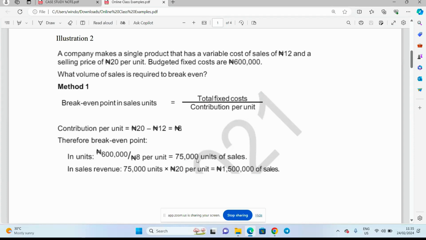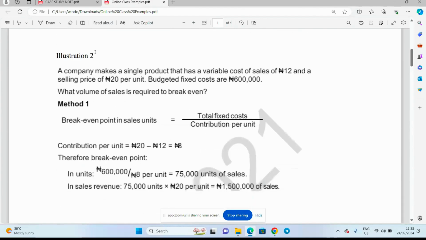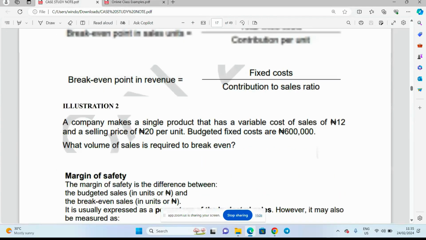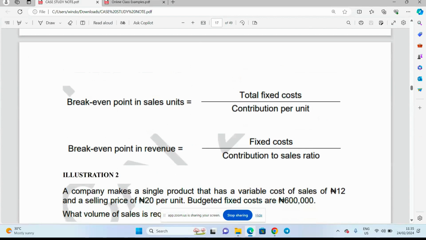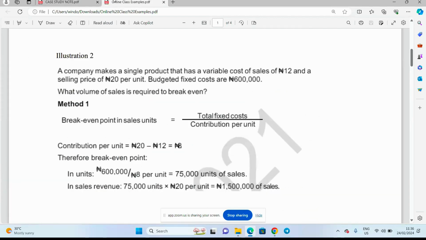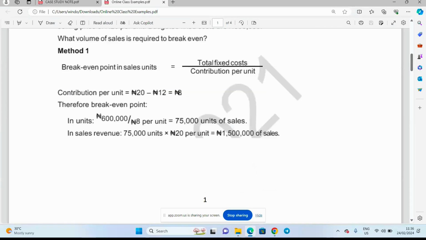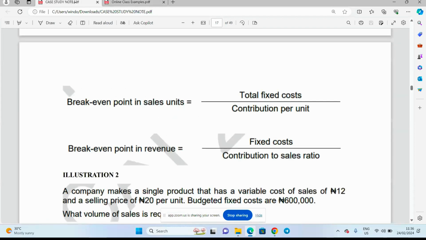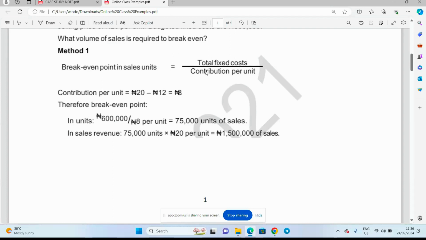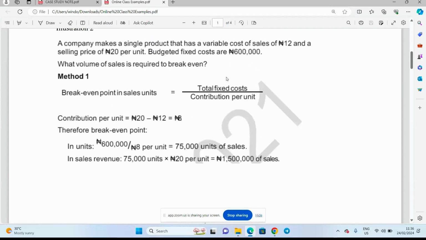Another way of doing this is, they wrote something like this. If you check this illustration, they wrote break-even point in sales value: fixed cost divided by contribution sales ratio. What's your break-even? Fixed cost divided by contribution sales ratio. Your fixed cost is how much? 600,000. Contribution sales ratio is the same thing as 8 naira divided by 20.